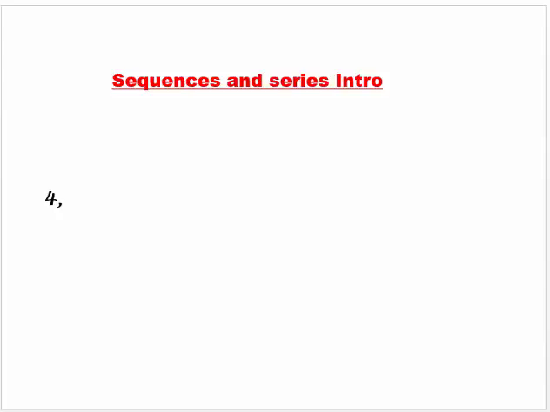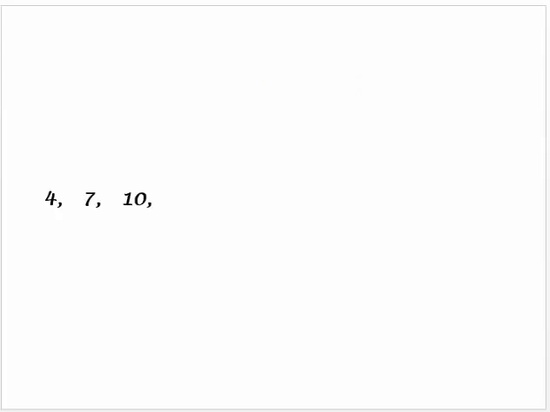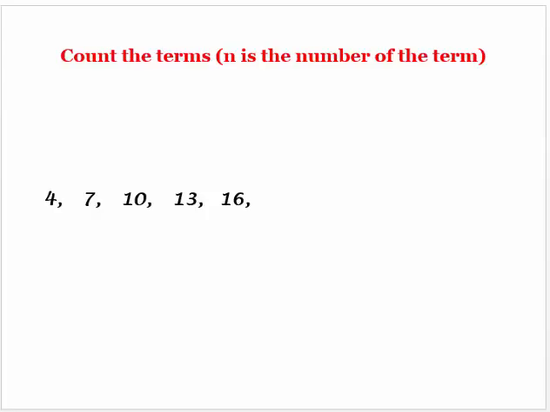Okay, so if we start on this first sequence here, and we've got our first value is 4, and then our next one is 7, 10, 13. Hopefully you can tell me that the pattern is just adding 3 each time. You can be asked to count the terms, and we use n for the number of terms, try and keep it simple. So n equals 1, n equals 2, n equals 3.